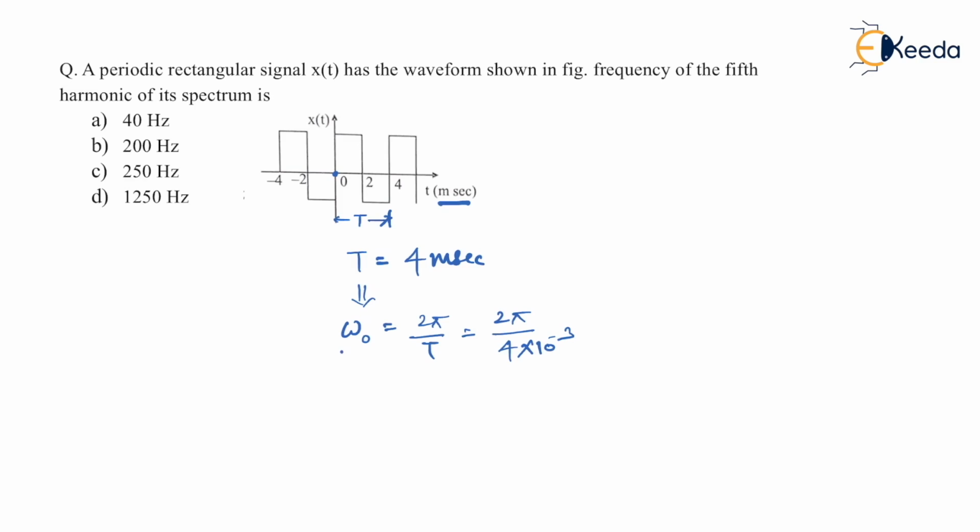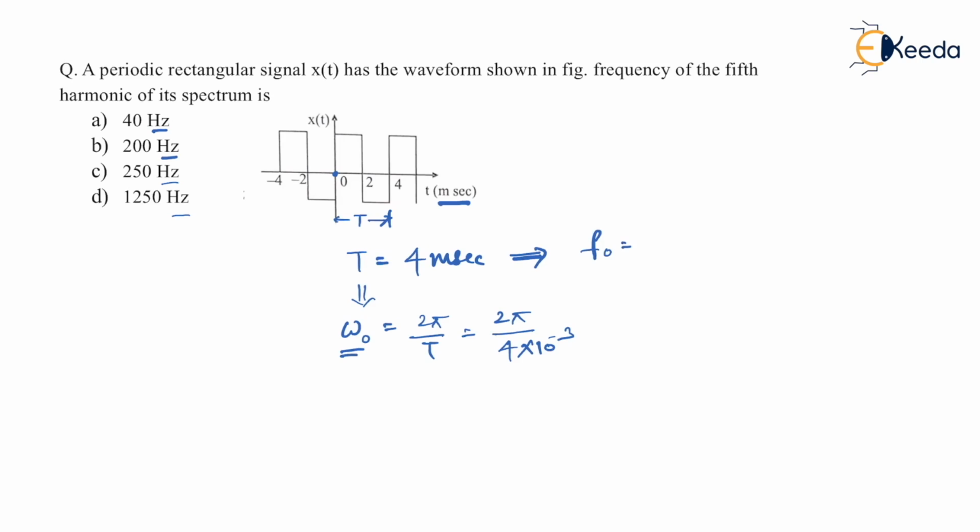But let me tell you, we are not interested in omega naught, because omega naught is what we called angular frequency. We don't want angular frequency. If you see the options, we want our answers in terms of hertz. So we are interested in calculating the fundamental frequency, but not in terms of omega; we'll calculate it in terms of f. Of course, if you have omega naught, just by dividing by 2 pi, you'll get f. But then we can have some easy way out.